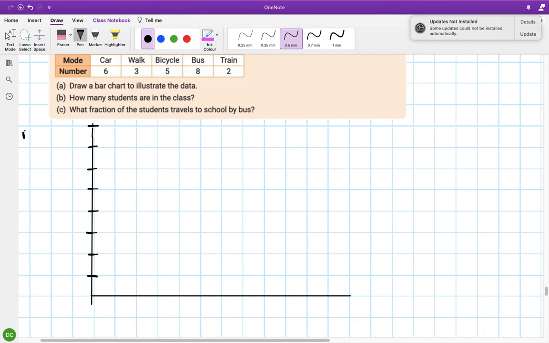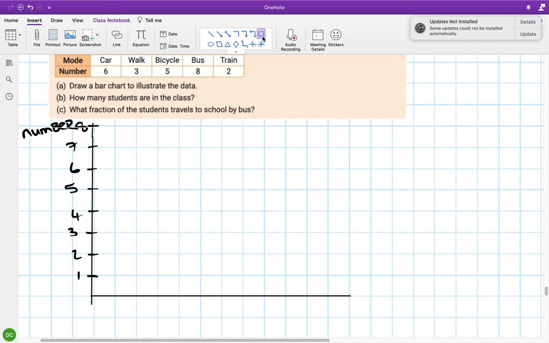And this is going to be my number of people. Okay, or they just called it number. So 1, 2, 3, 4, 5, 6, 7, and 8. And then down here, each one is going to represent car, walk, bicycle, and so on. Okay, now I'm going to skip a box at the start.